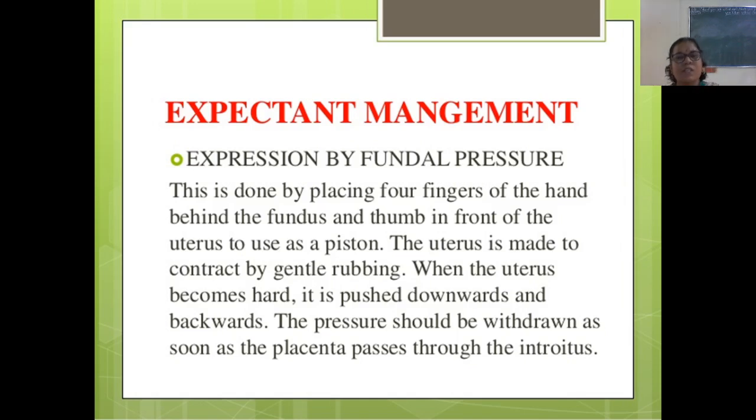Expression by fundal pressure is another one. This is done by placing four fingers of the hand behind the fundus and the thumb in front of the uterus to use as a piston. The uterus is made to contract by gentle rubbing. When the uterus becomes hard, it is pushed downwards and backwards. The pressure should be withdrawn as soon as the placenta passes through the introitus.